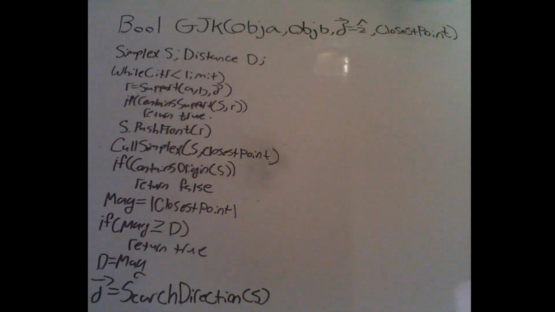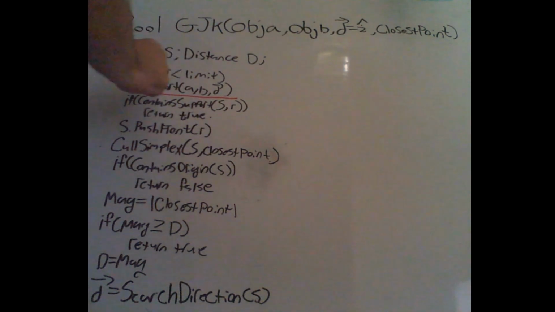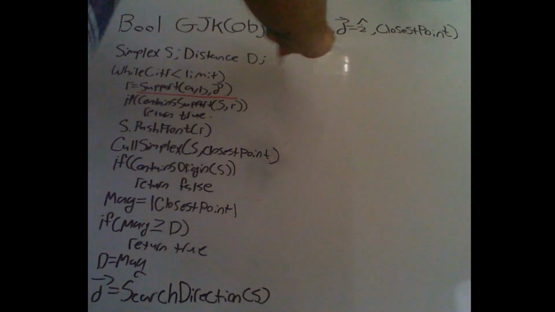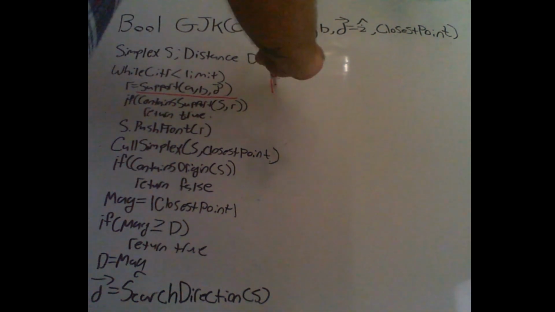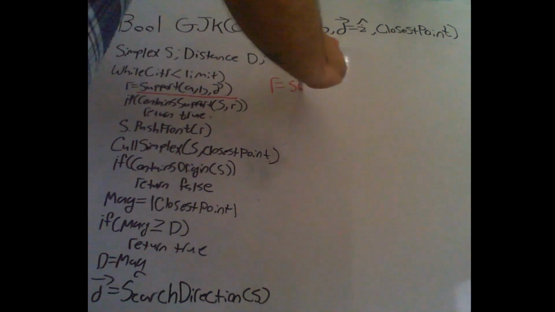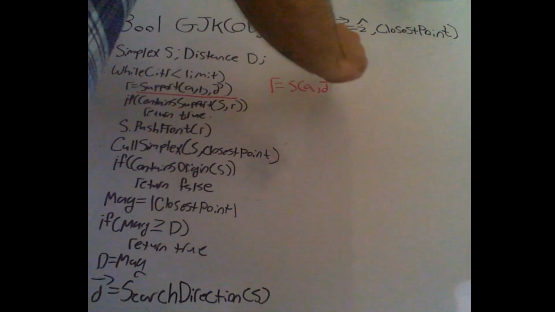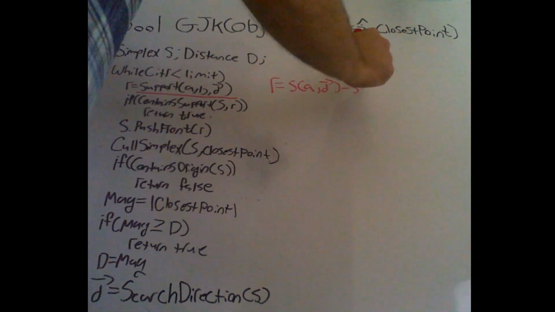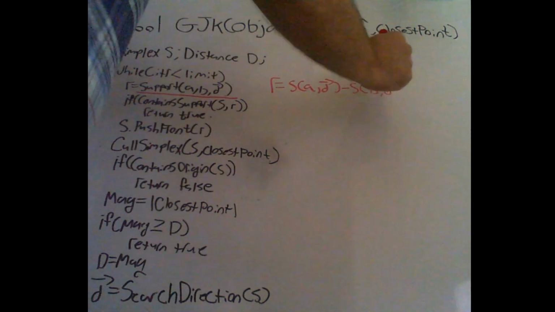Now, let's take a look at the methods. First is finding the support point. The support point itself is the difference of the most extreme point in an object A when projected onto D and the most extreme point in an object B when projected onto negated D.